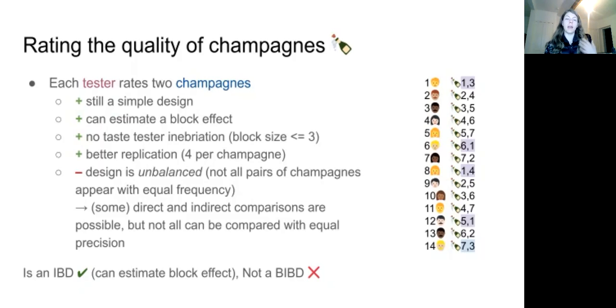So if I wanted to compare champagne 1 and champagne 7 together, I would have to do that by comparing 2 intermediary pairs, say pair 1 and 3 and pair 7 and 3. So our ability to compare champagne 1 and champagne 7 is less precise than our ability to, say, compare champagne 1 to 3, 4, 5, or 6. Hence, this is an incomplete block design, but it's not a balanced incomplete block design.